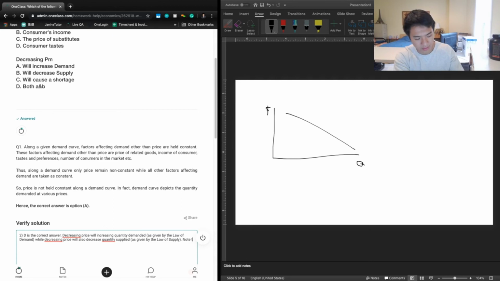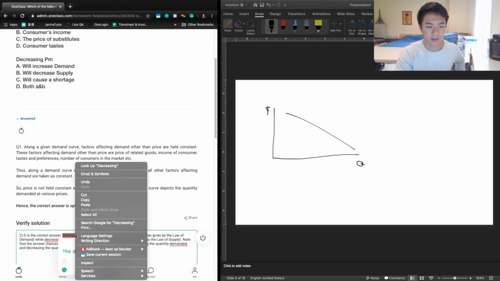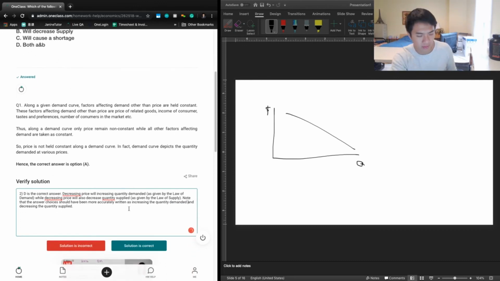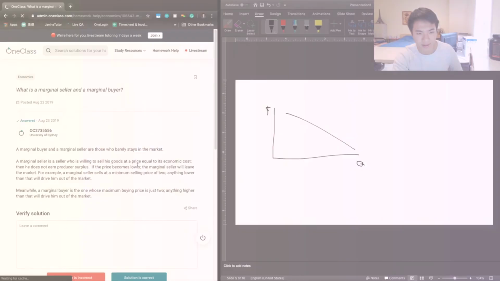And so note that the answer choices should have been more accurately written as increasing the quantity demanded and decreasing the quantity supplied. And that should be the correct answer here. And so that would be the answer to the last question, both A and B, and so we're going to submit that as correct.